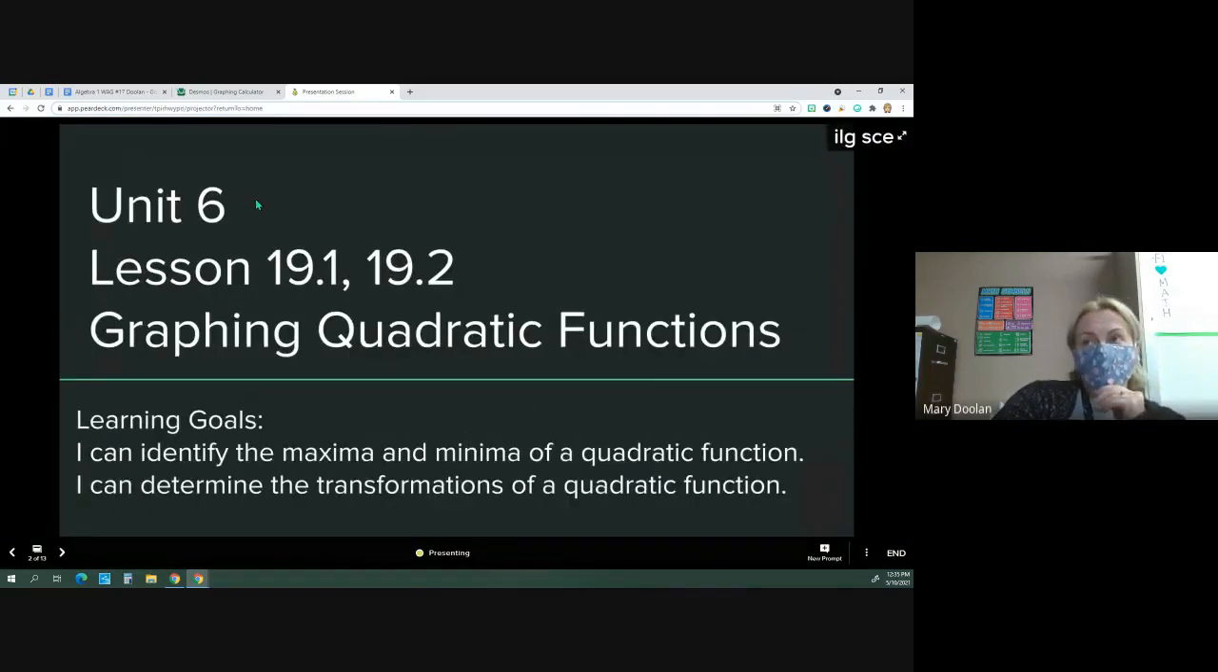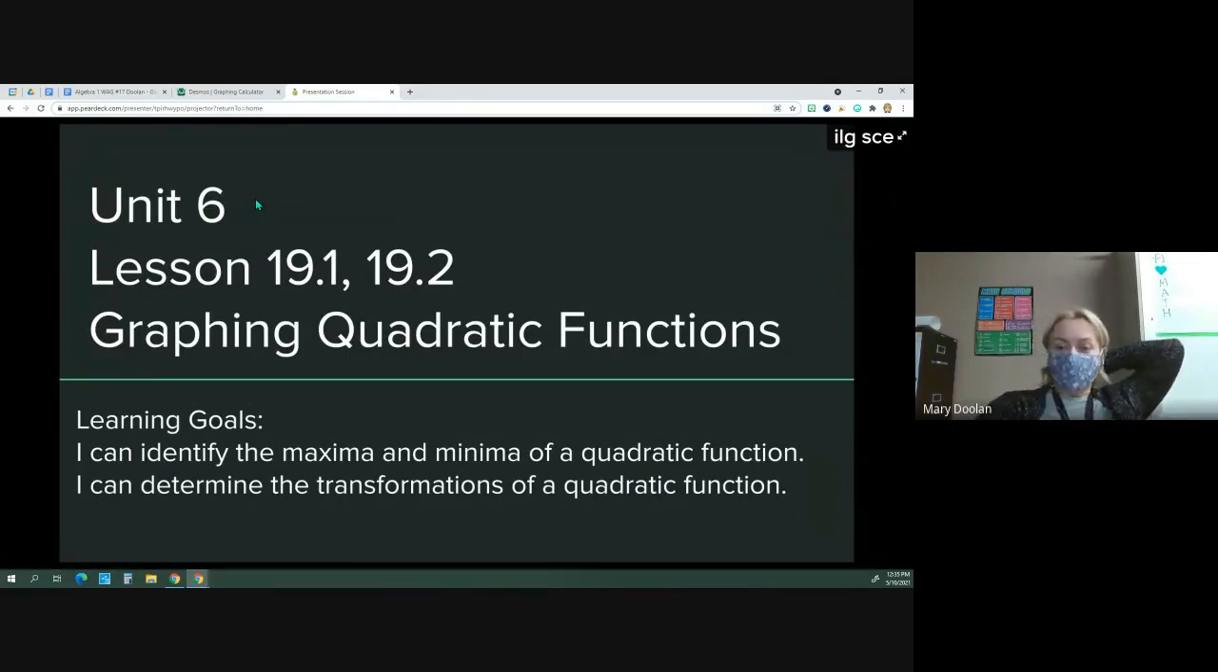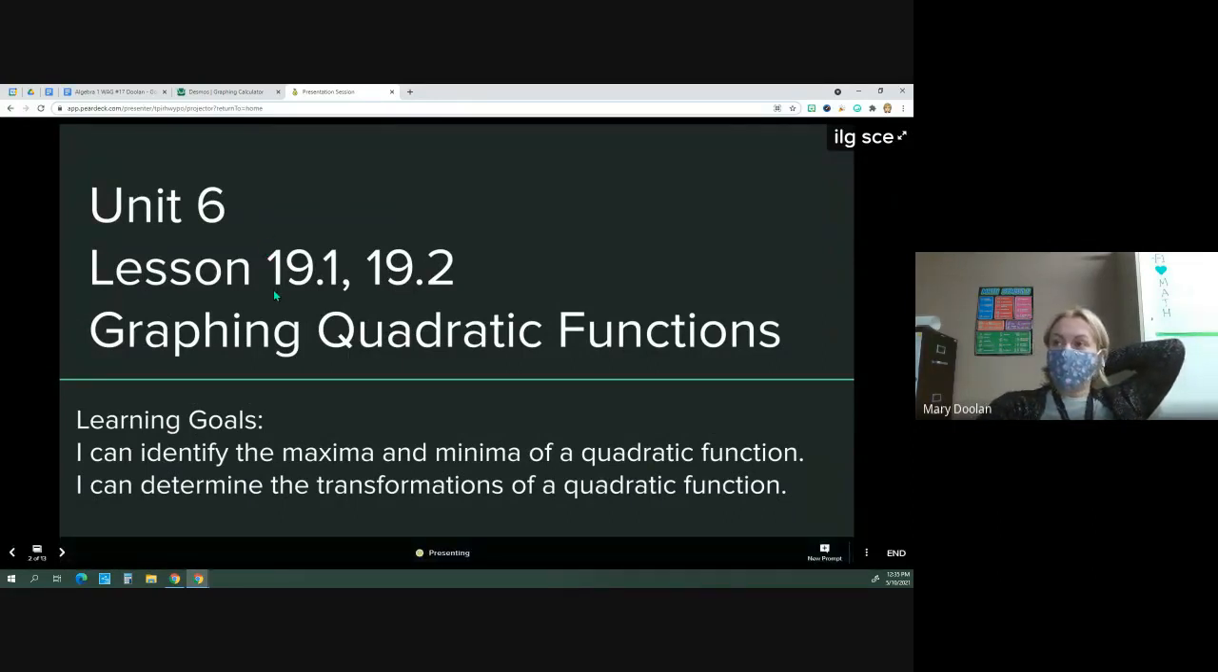So this is the beginning of Unit 6, and it's two sections of the book, 19.1 and 19.2. Graphing quadratic functions. Learning goals: I can identify the maxima and minima of a quadratic function. Maxima and minima, these are just fancy math words for maximum and minimum. I can determine the transformations of a quadratic function. So these are our learning goals for the next 2 days, today and tomorrow.